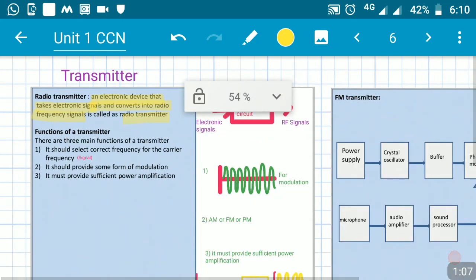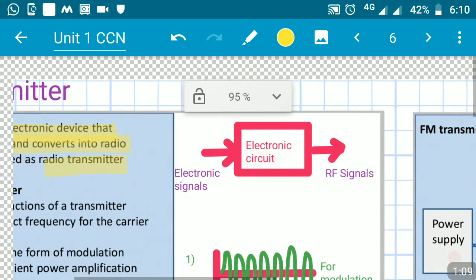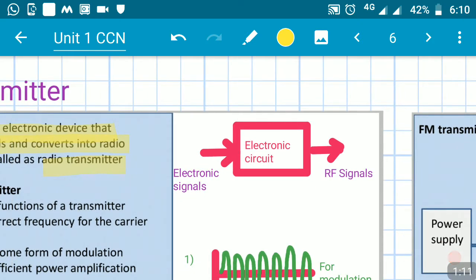By using this diagram here, we can understand the same thing a little better. A transmitter is an electronic circuit. What it does is take the electronic signals and convert them into radio frequency signals. This is the function done by a transmitter, and hence we call it a transmitter.